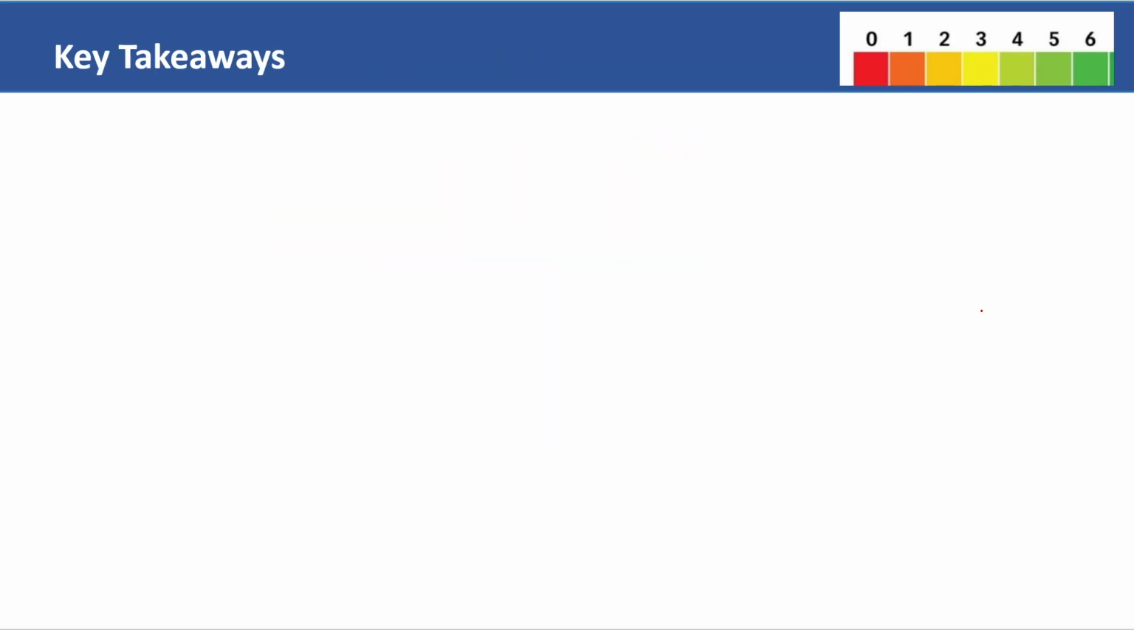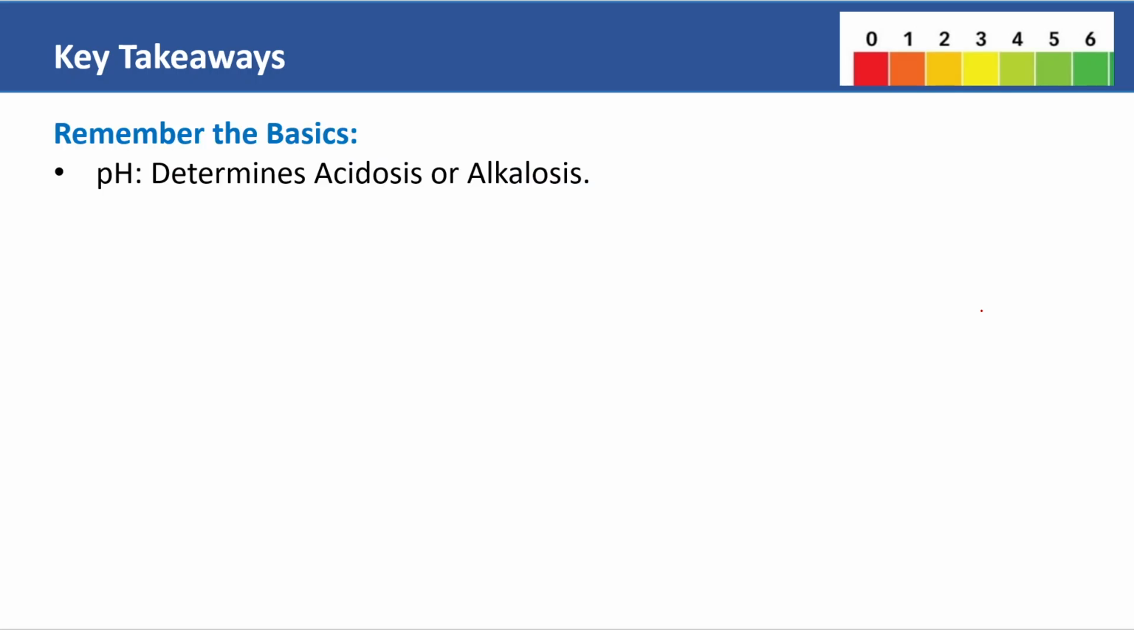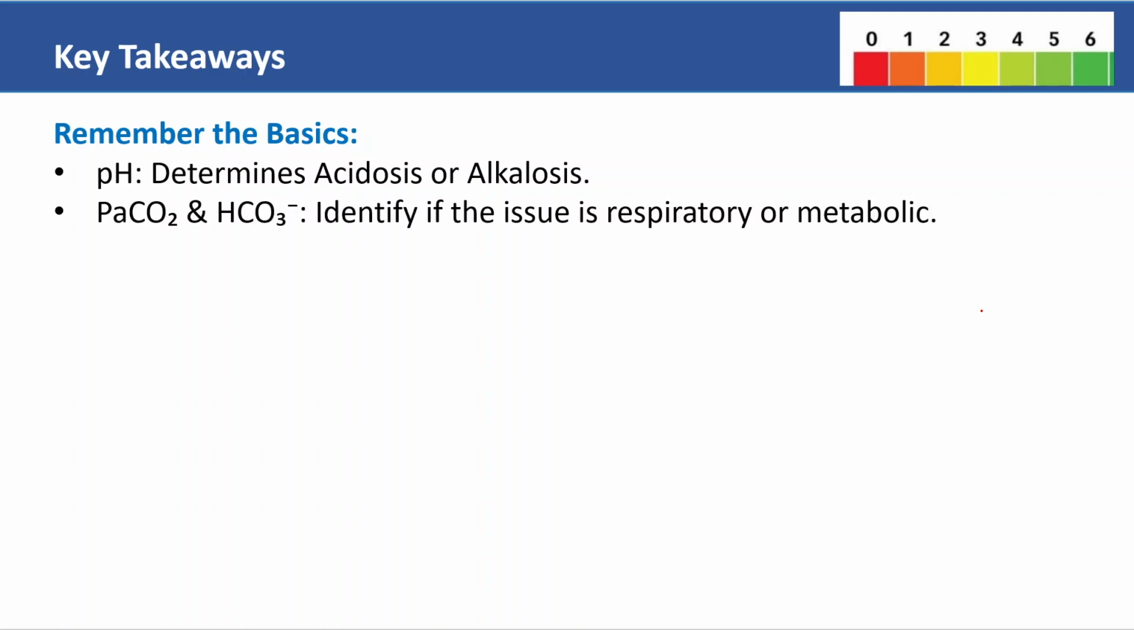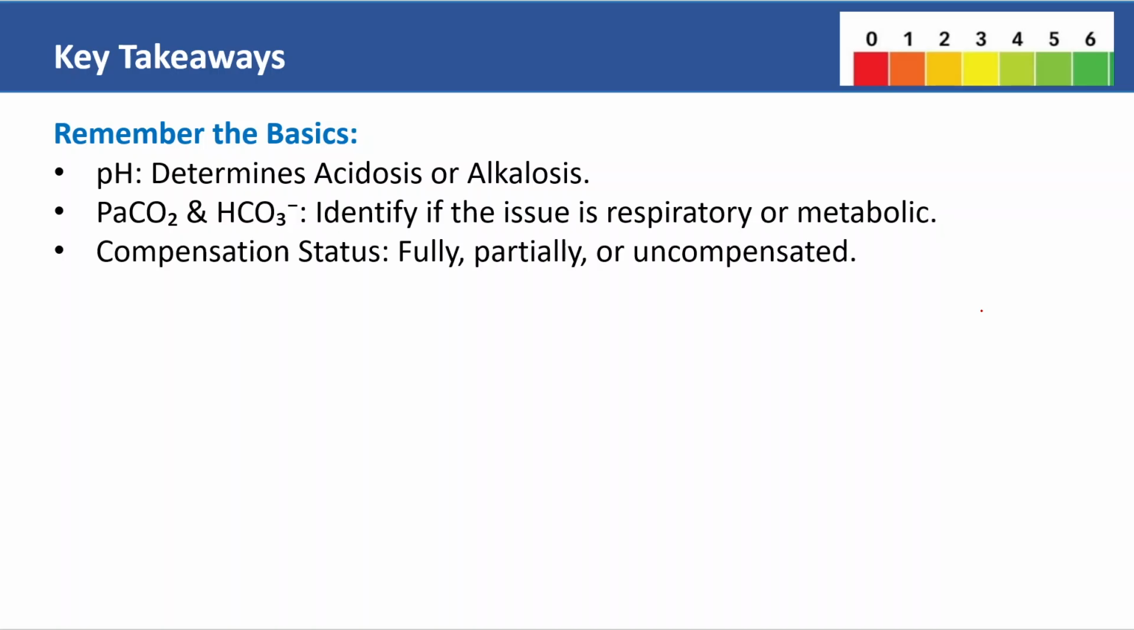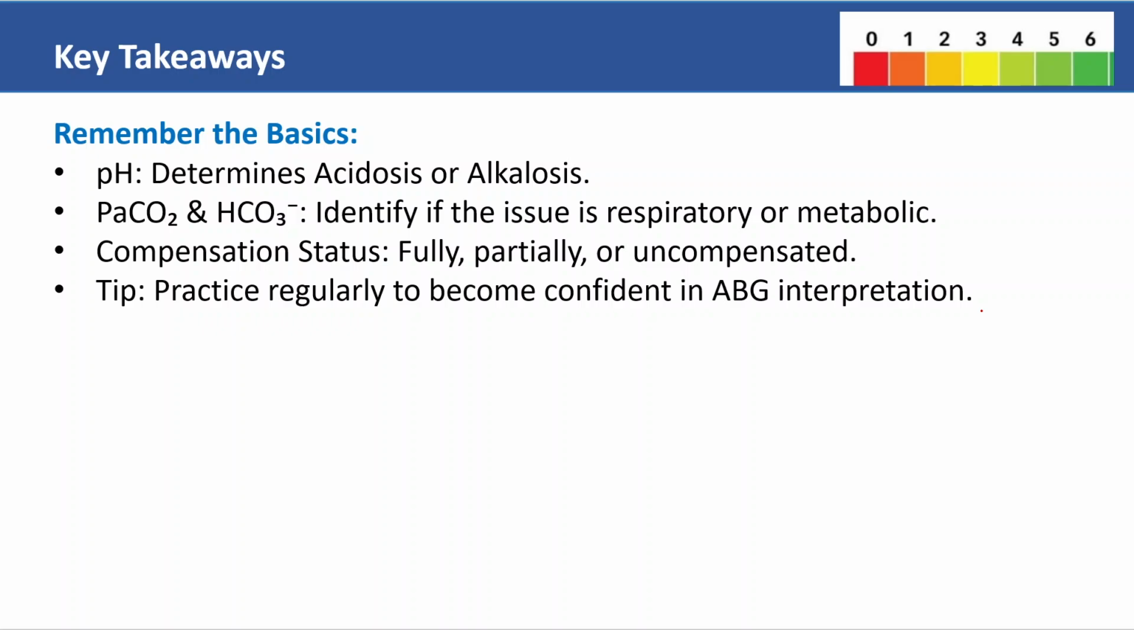So comment below. The key takeaway messages: remember the basics, especially the pH, acidosis or alkalosis. You need to determine that. And second is PaCO2 or bicarbonate. Identify whether the issue is respiratory or metabolic. And finally, the compensation state, whether it's fully, partially or uncompensated. So practice regularly to become confident in ABG interpretation.